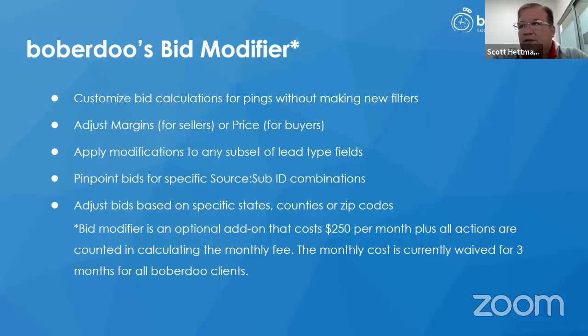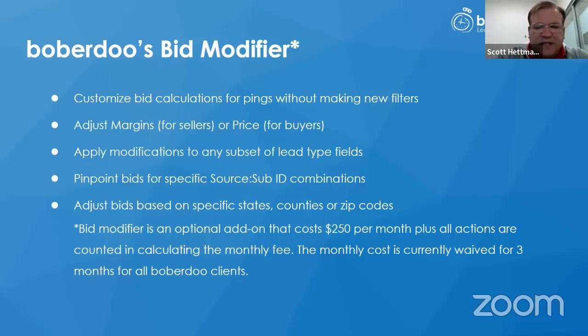So for example, source and sub ID combinations. Anybody that deals with aggregators knows there are some source sub IDs that perform very well. Others may perform less successfully. And so this would allow you to build those modifications without having to work to create a whole set of filter sets for that exception.